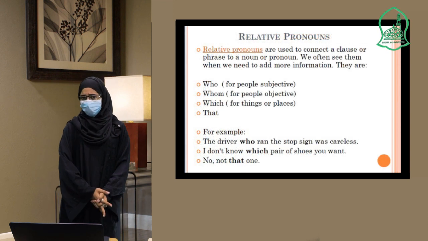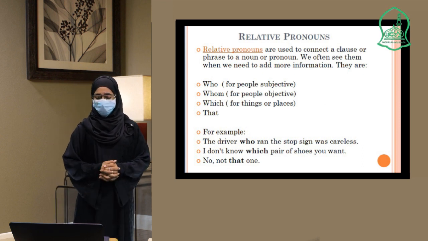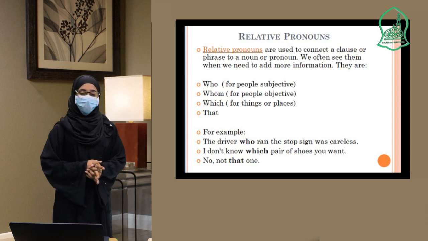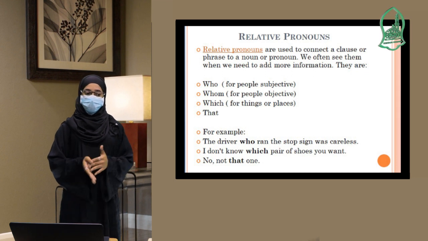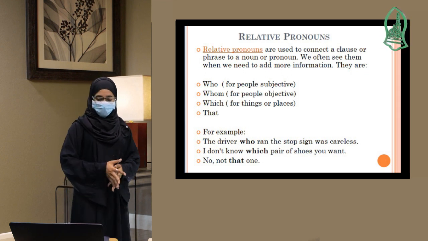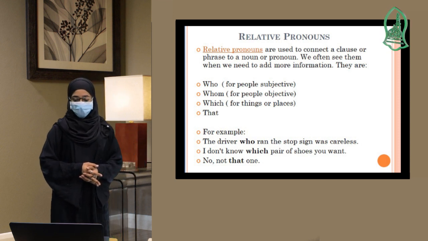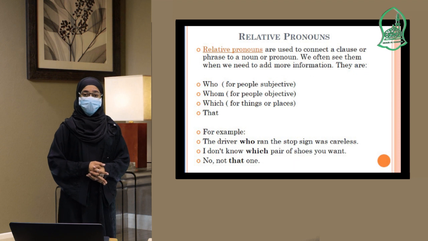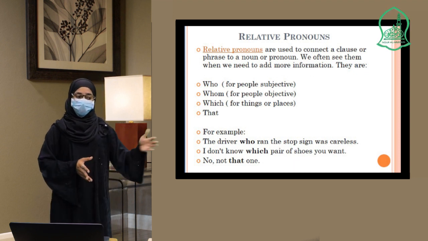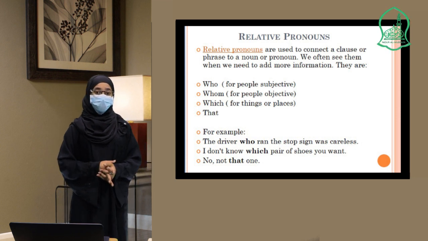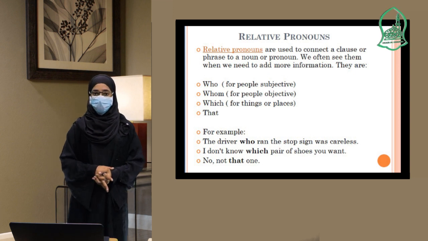What are relative pronouns? We have seen personal pronouns, we have seen possessive pronouns. Now let's understand relative pronouns. Relate, we all know what relate means. There's a connection between something and something else. Relative pronouns are used to connect a clause or a phrase to a noun or pronoun. In a simple way, we can say they are used to give us more information about something that has been mentioned before in a sentence.